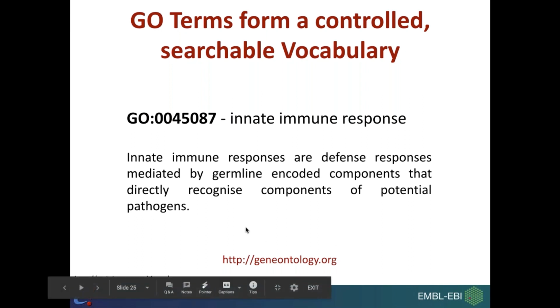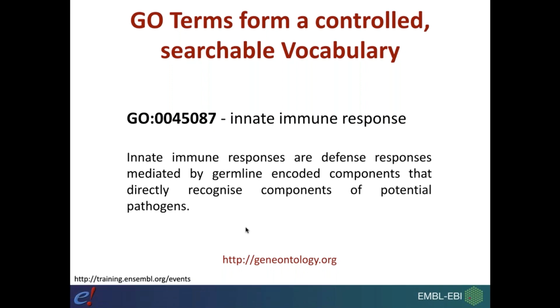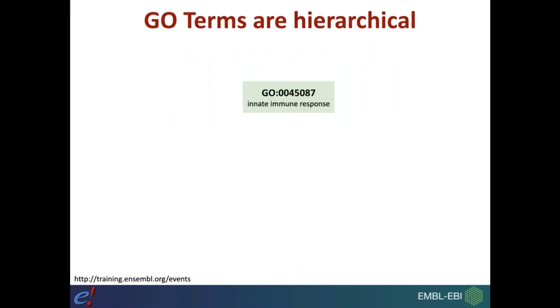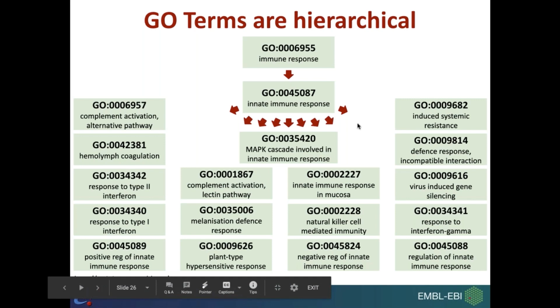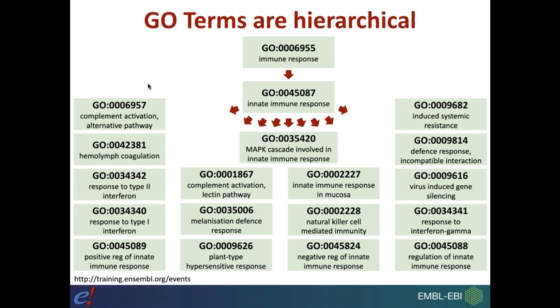And we get these terms from geneontology.org. The second thing about GO terms is that they are hierarchical. So in my example here, the innate immune response is in fact a daughter term of immune response, and it itself is a parent term of all of these other terms related to the innate immune response, including things like response to interferon gamma or virus gene silencing. So again, you can go into gene ontology and browse this hierarchy of terms.